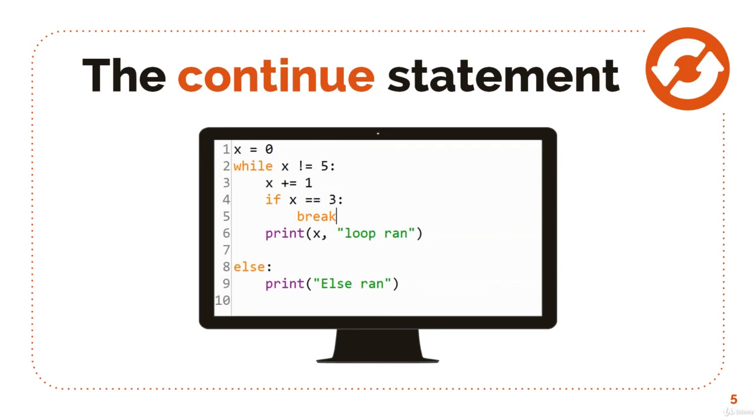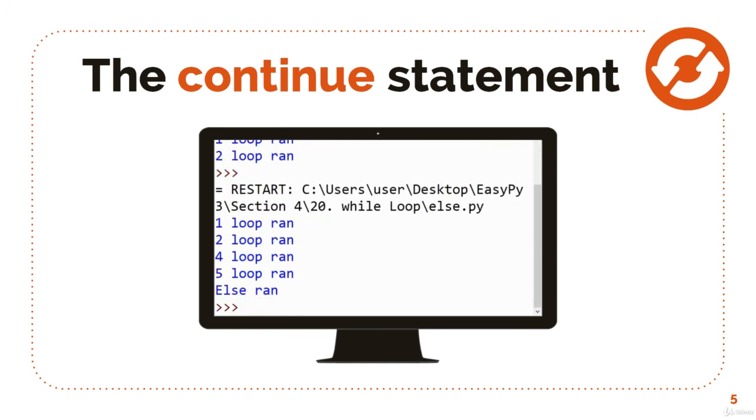There is another statement that can be used with loops, which is called the continue statement. Once again, let's look at the same code. This time, if we change break to continue and run that, if you notice, everything ran as normal except the third loop. It's gone. So the continue statement stops the loop number it's on and continues with the next one.